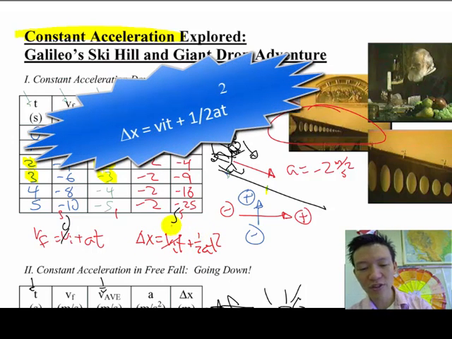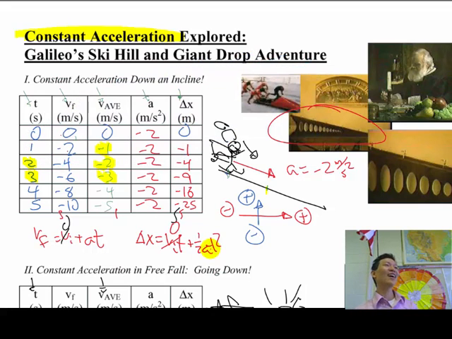We use this one all the time. Delta x equals VIT plus 1/2 AT squared. Initial velocity was 0. That drops out. Half the acceleration is -2, which is -1, times the time squared. 1, 4, 9, 16, 25. Okay, don't worry about it. You used them. You didn't even realize it.